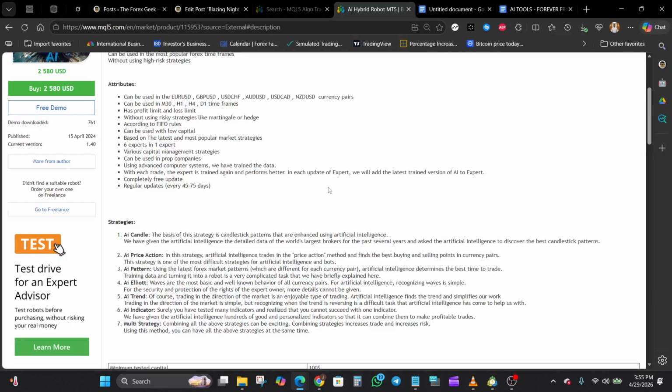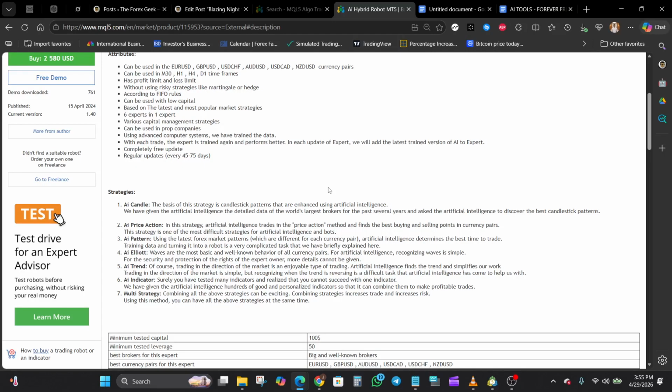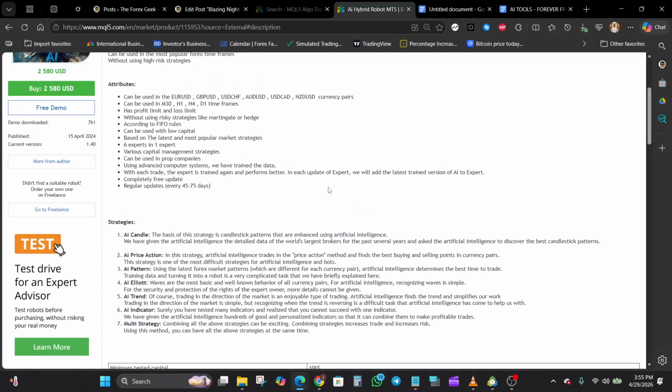Another key aspect here is the emphasis on avoiding high risk strategies like martingale or hedging. All right. So instead of trying to recover losses aggressively, the EA focuses on controlled entries and predefined risk levels using stop loss and profit limits. So that's a more sustainable approach, especially for long-term usage.